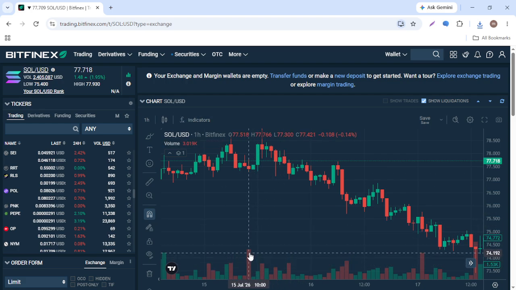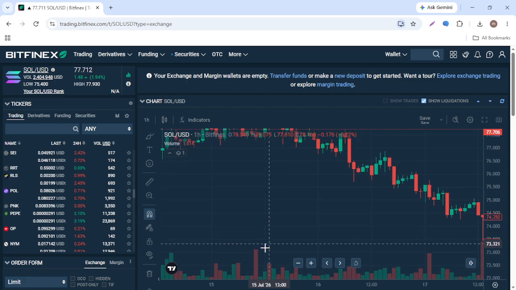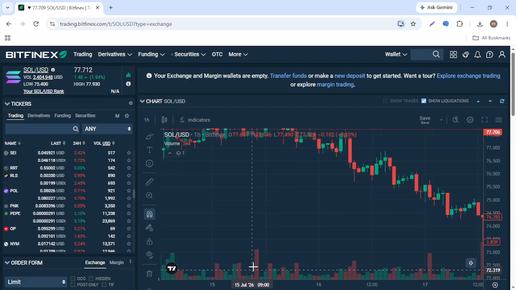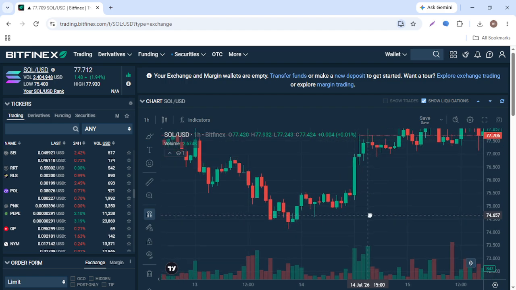You'll see a series of vertical bars displayed beneath the price candles. These bars represent the trading volume for each individual time period shown on the chart. Each bar corresponds to the selected chart time frame.